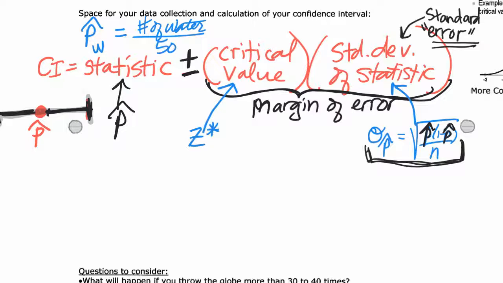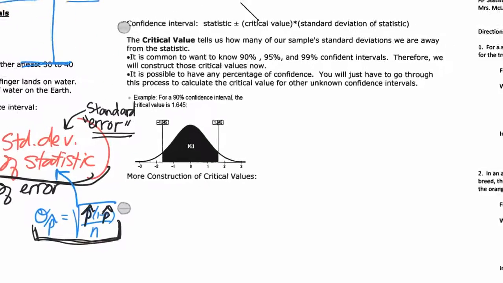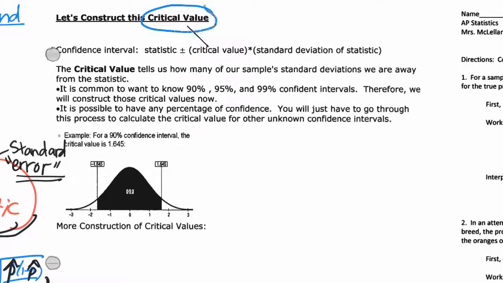So this z star, this critical value, is always found using the confidence level that you are asked to have. For example, today I'm going to have you be 95% confident that the true proportion of water on your globe is found in your interval. So if I ask you to be 95% confident, z star is not 0.95. That percent is not the z, but we will use it to get the z. And there's a short little mini lesson on the next page of how we get a critical value. So if you'll turn over to page 4, we'll get that critical value real quick.